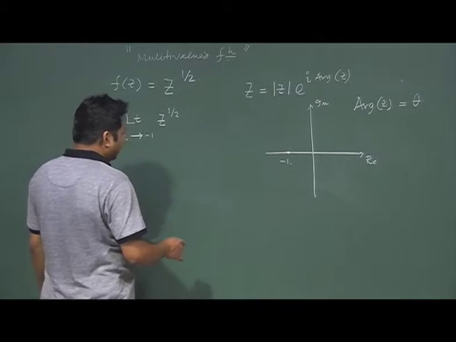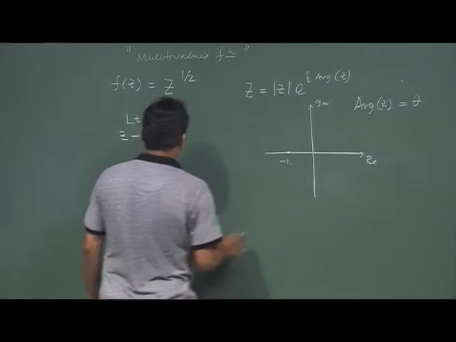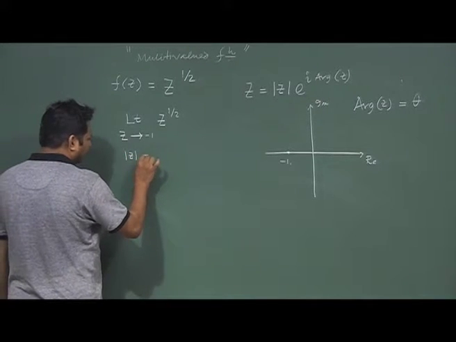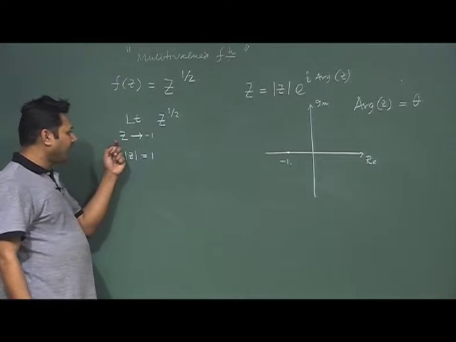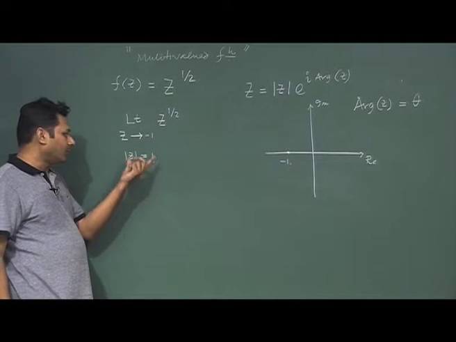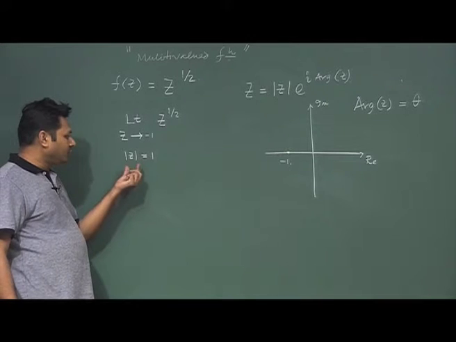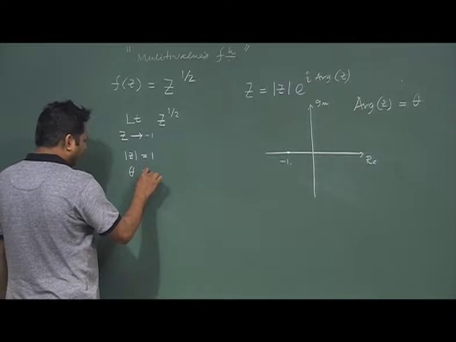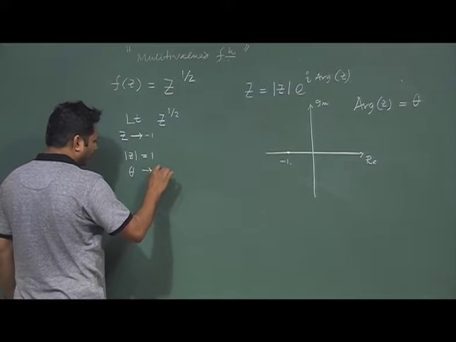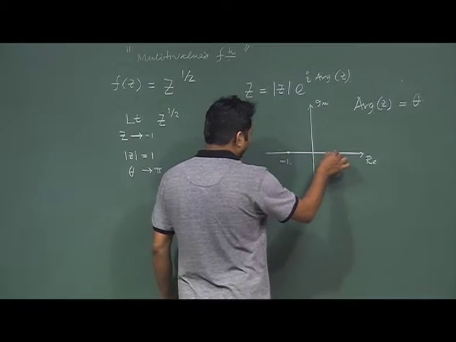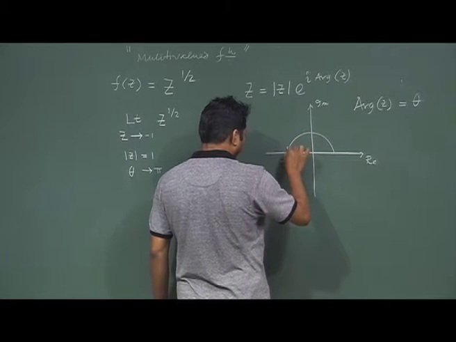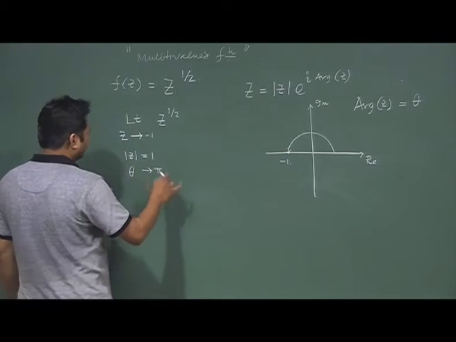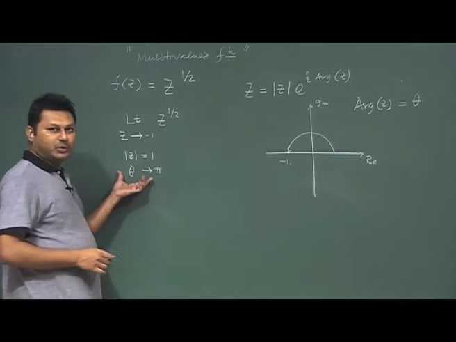So, here I will do this: since this point is -1, z is -1. I now divide the argument of z, as z tends to -1, into two parts. One is the amplitude part, where mod of z is 1, and theta, which is the argument, tends to pi. That means one way to approach is something like this. And then if this is the case, the limit is slightly modified here.